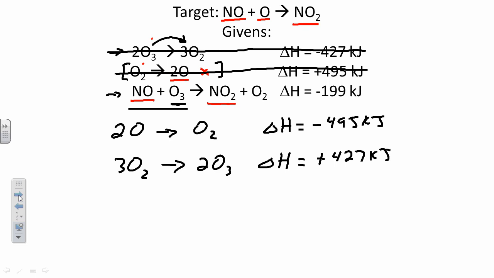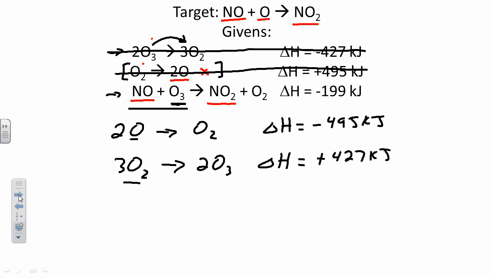Now let's just kind of look ahead at what we've got going on here. So NO is in the right place for the target. We now have an O in the right place here for the target. We got NO2 in the right place. We just need to get rid of O3, which we just helped do by what we just finished. And we need to get rid of an O2. But it looks like O2 right here will be in the right place for that. But let's just have a look here at what we need to do.